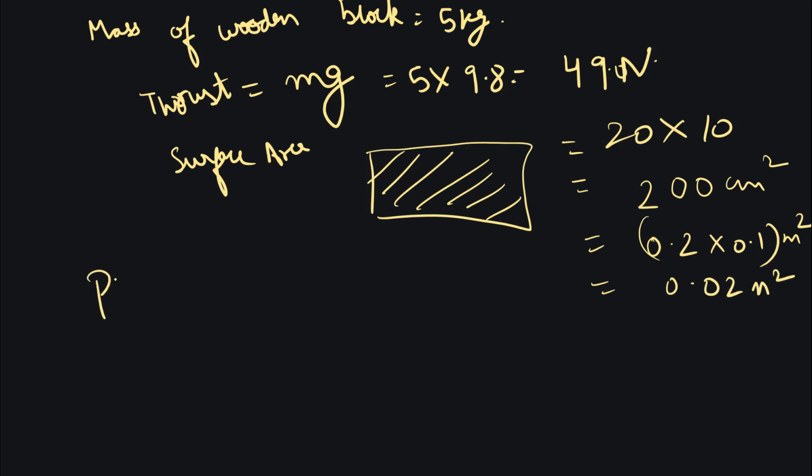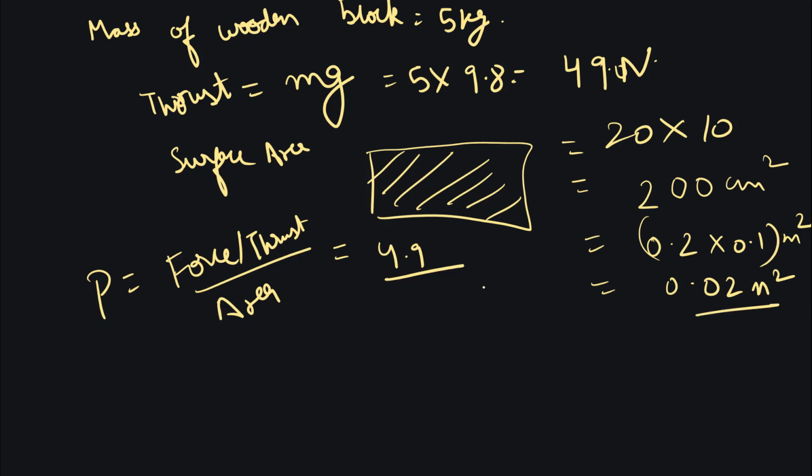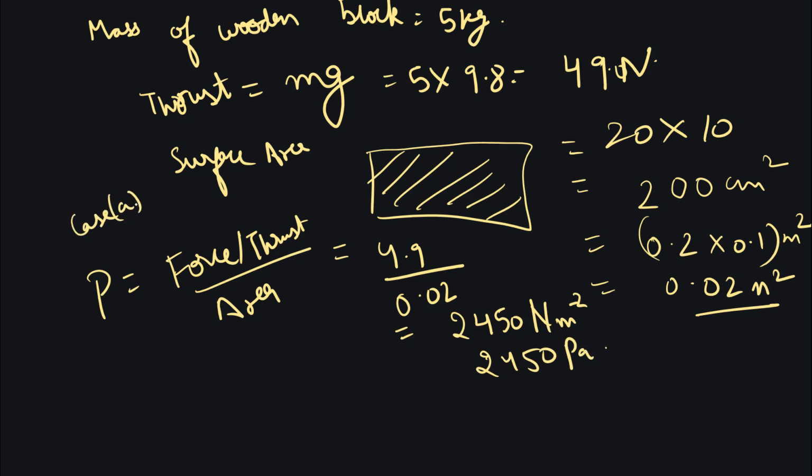And what is your pressure? Your pressure is nothing but force or thrust upon area. Correct. So, how much is your force or thrust? It's 4.9 upon area 0.02 meters square. Right. It is equals to how much? 2450 Newton per meter square, or you can say 2450 pascals. This was for your case A. So, let's now calculate for case B.